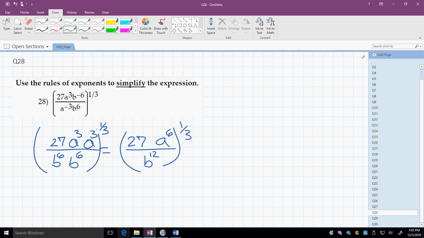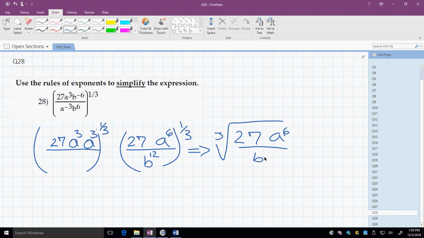Remember the rules of the exponent. When you have a fraction, you can convert that to a root. So we're going to have the cubic root of 27 a to the 6th over b to the 12th.